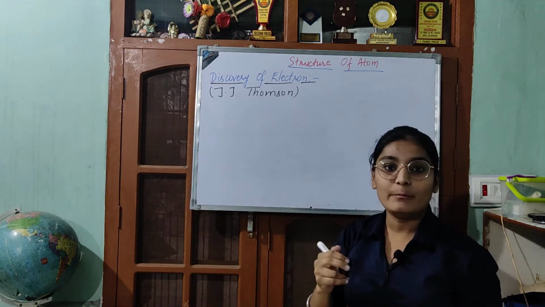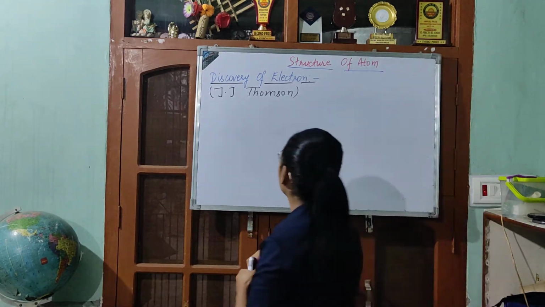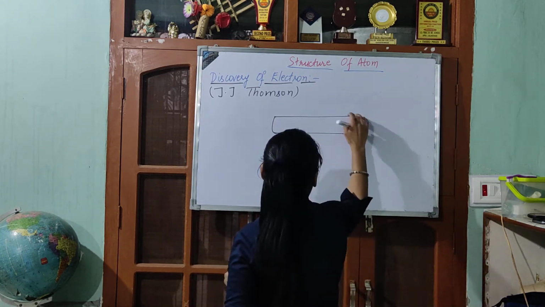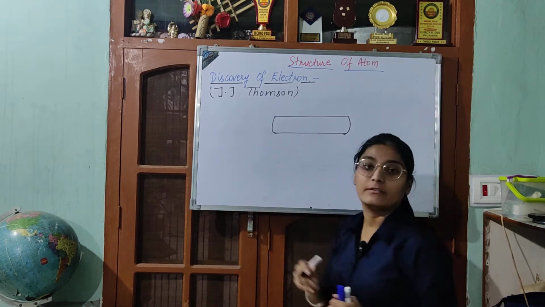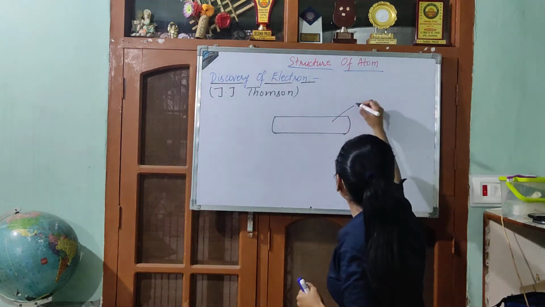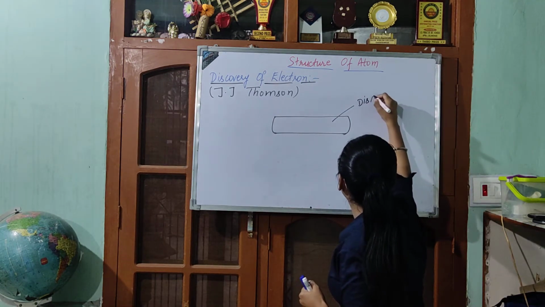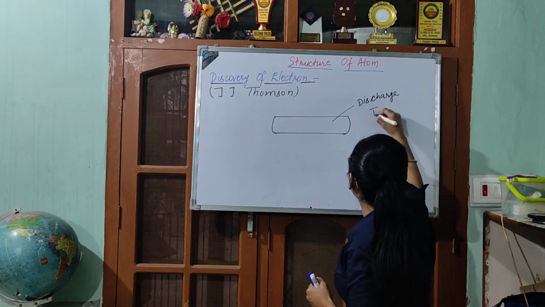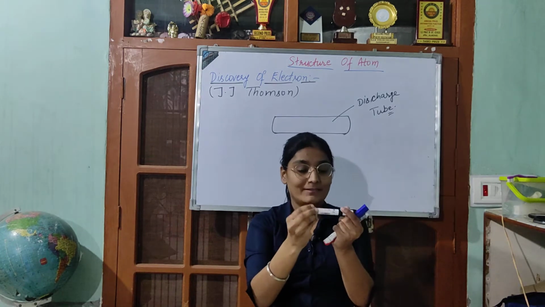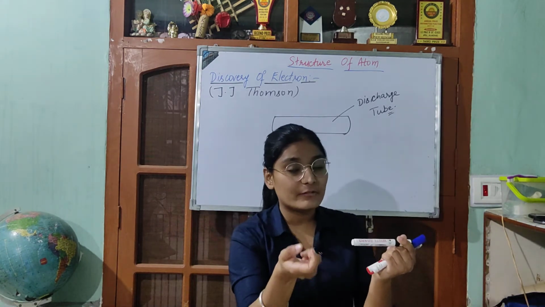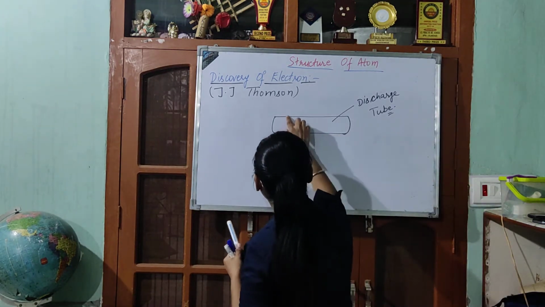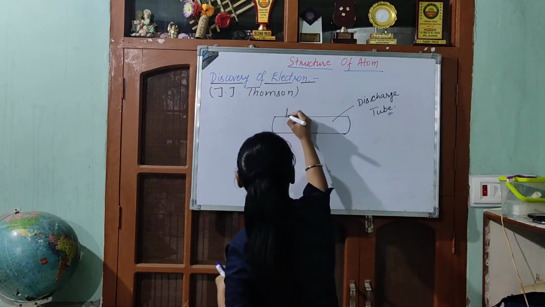He performed an experiment. He took a glass tube made up of very thin glass. This is called a discharge tube. Why is it called a discharge tube? Let us see. He took the tube and sucked all the air out of it with the help of a vacuum pump.